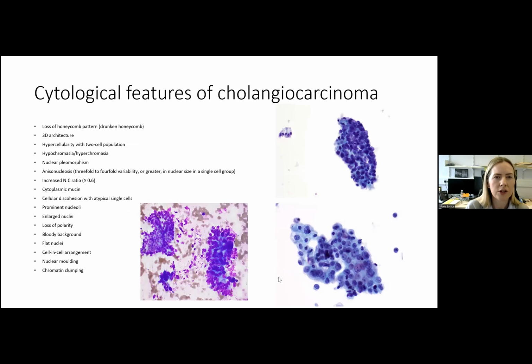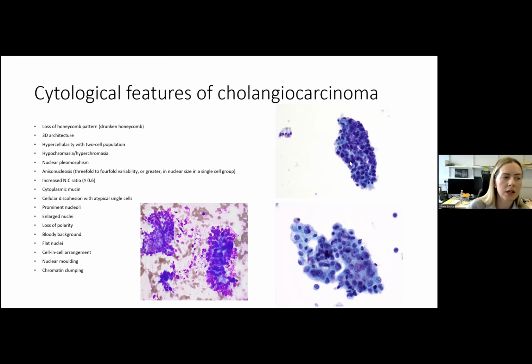So the features of cholangiocarcinoma, again, are the same as pancreatic adenocarcinoma. We can see that we have this loss of honeycomb pattern, often referred to as a drunken honeycomb. Can you see here that it's sort of disintegrated and you don't have that beautiful flat sheet which maintains polarity. You can often have three-dimensional clusters. They're often cellular samples. And again, if they're not cellular samples, you would be looking more at the suspicious category.